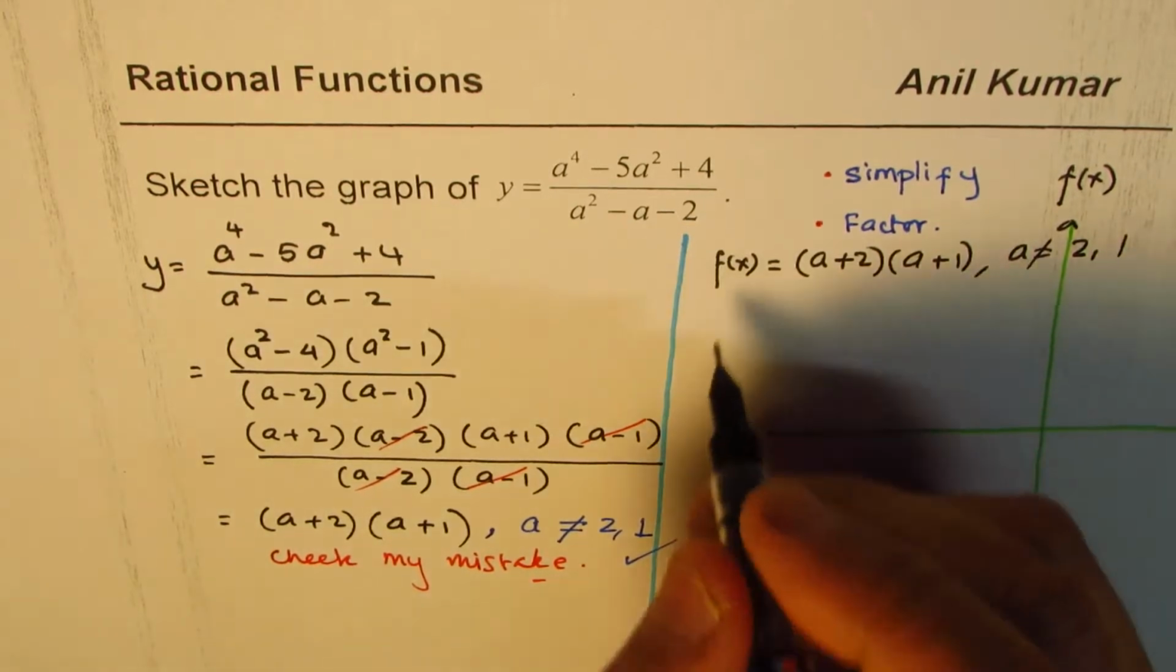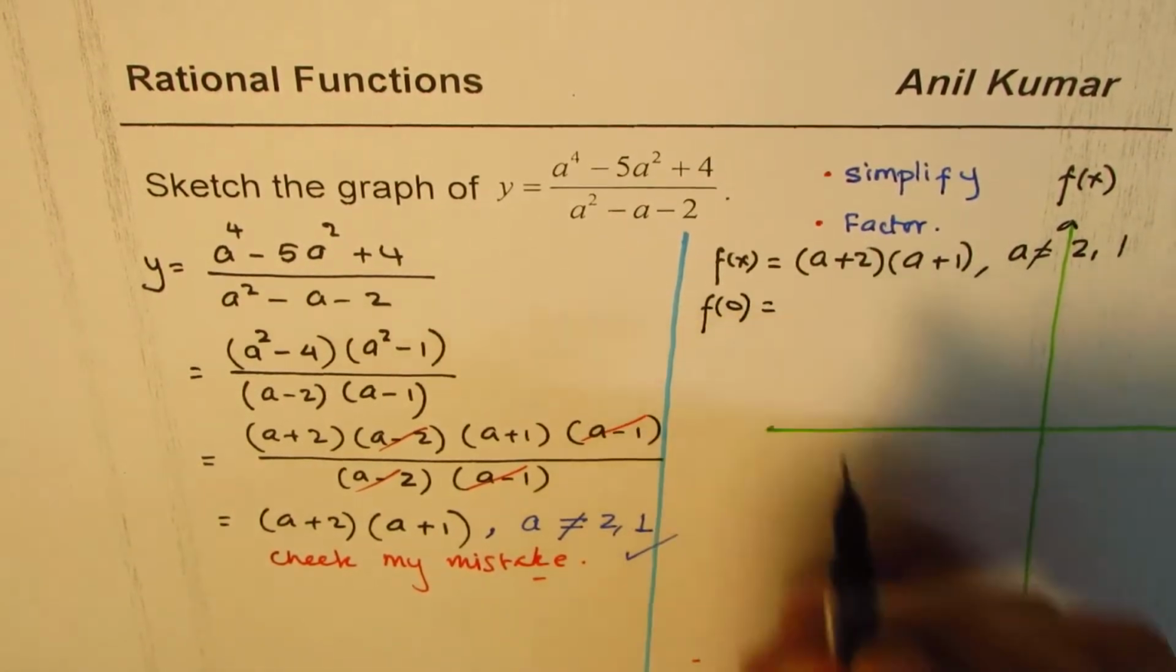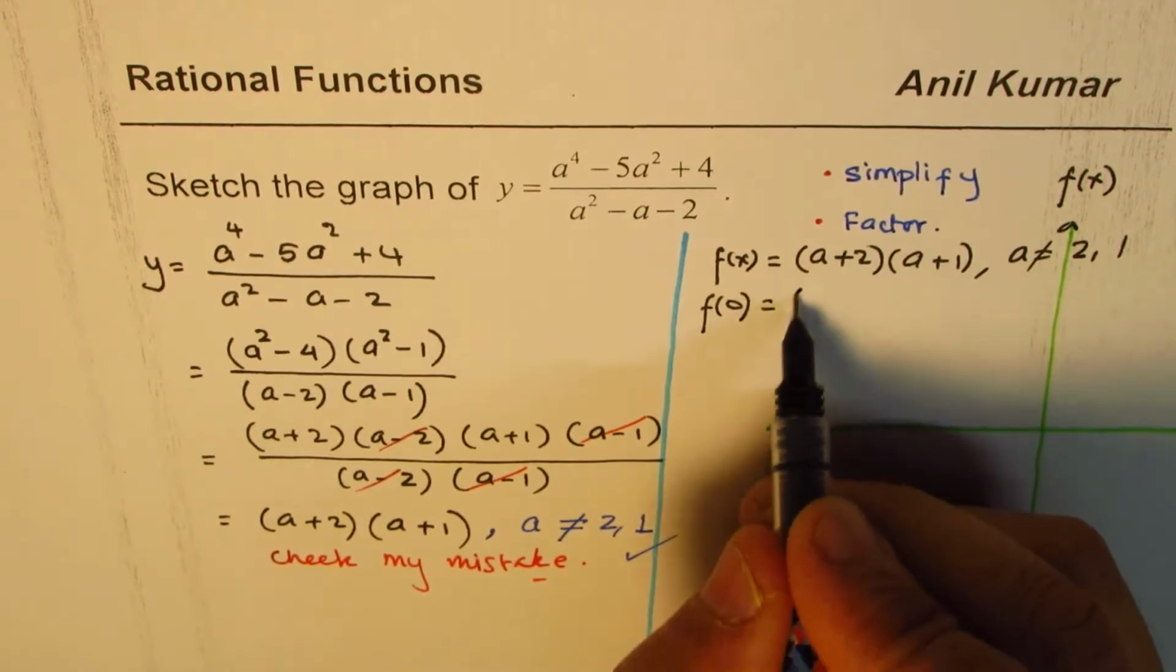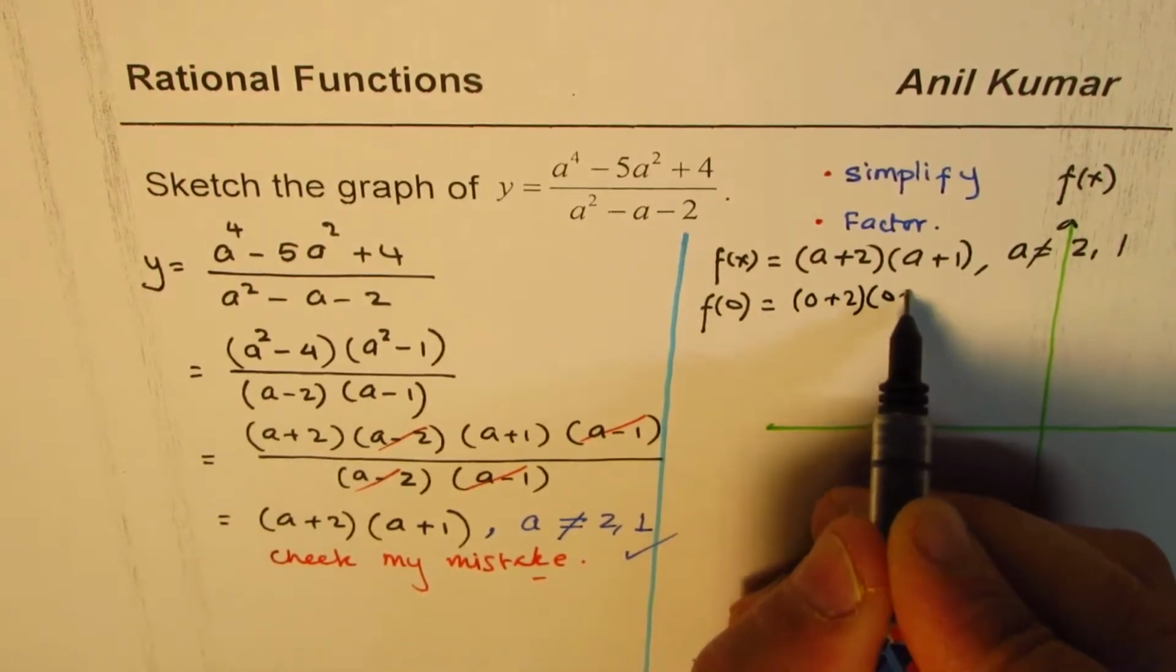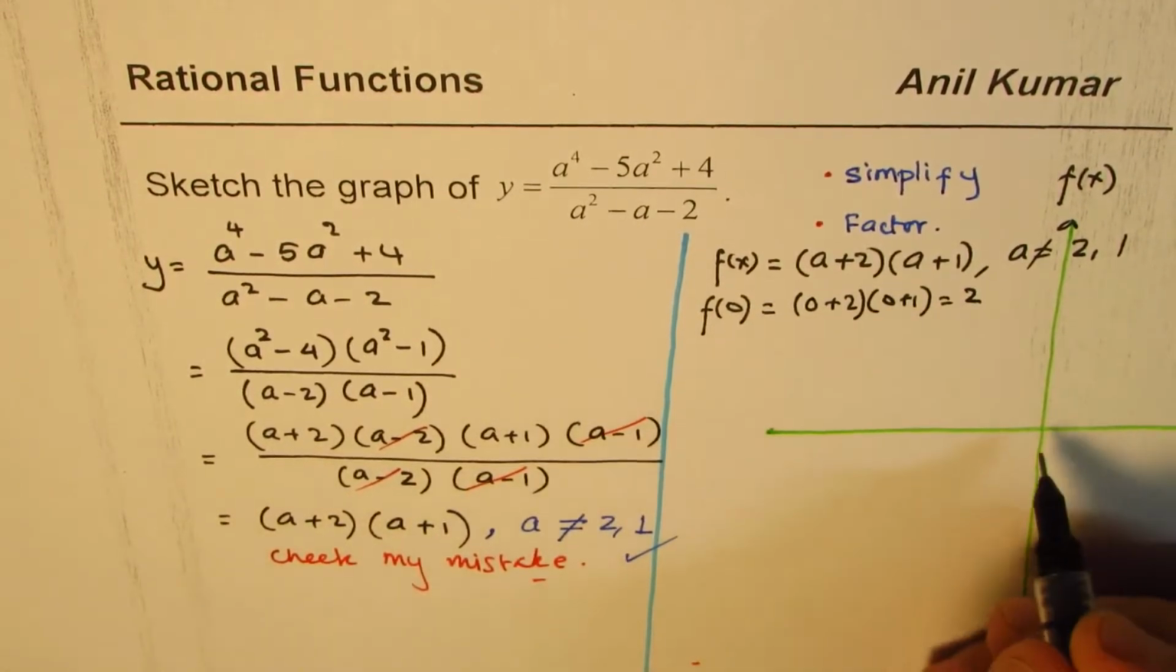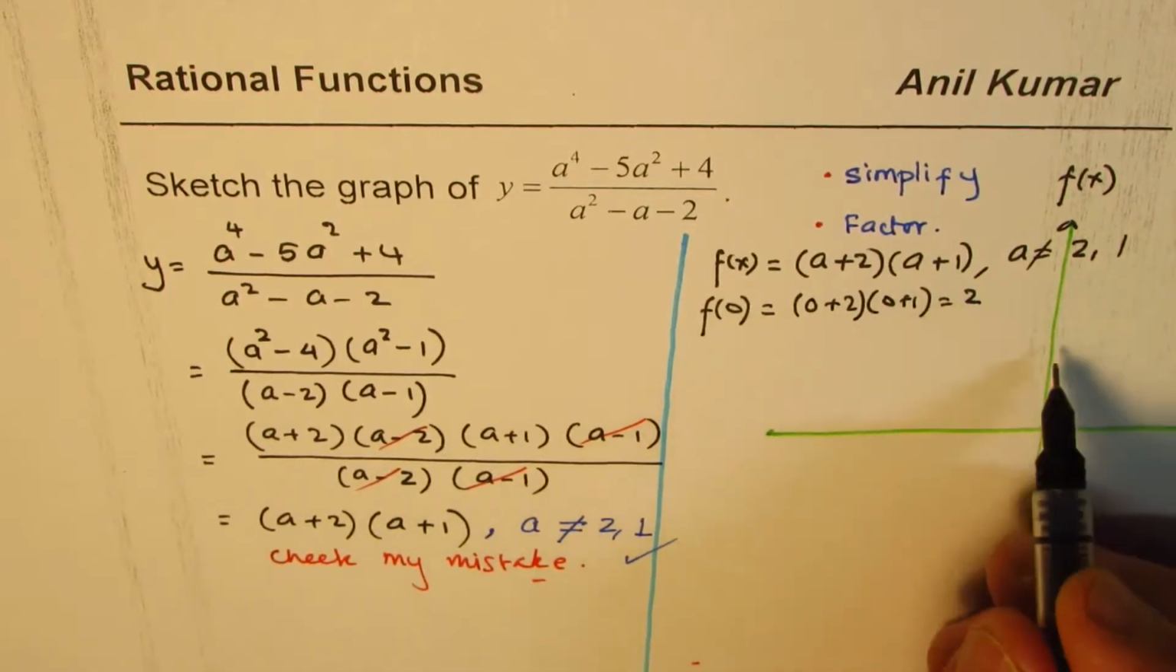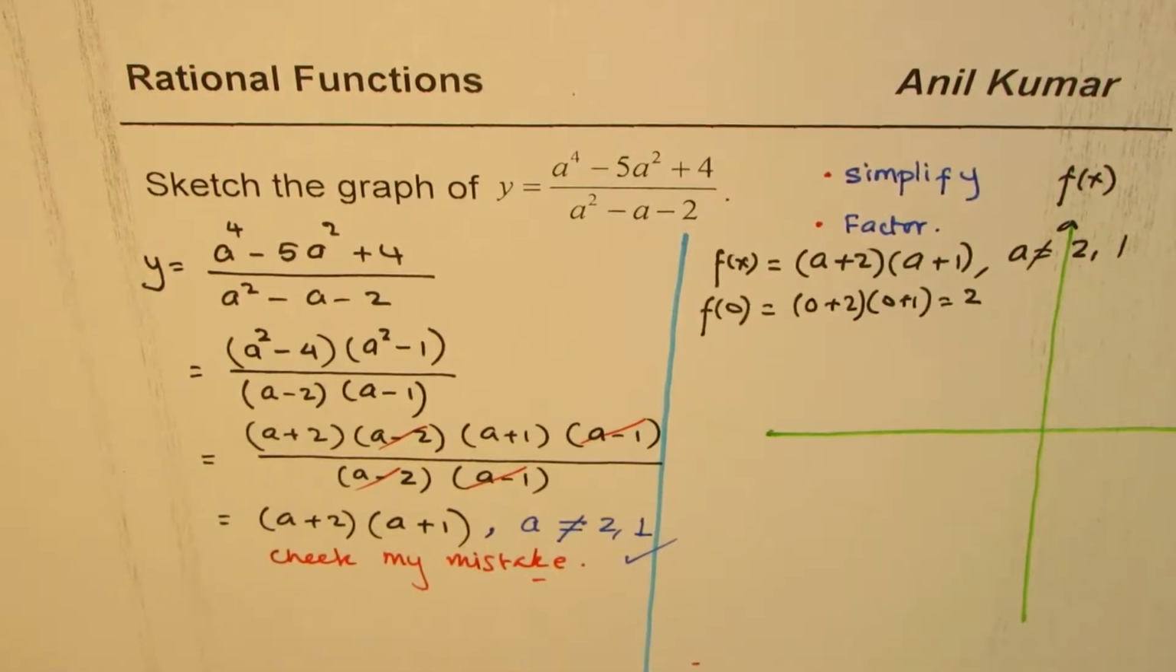Now we can find what f of 0 is. f of 0 is 0 plus 2 times 0 plus 1, which is indeed 2. So the y-intercept is at 2, right? That is important to understand. Second, a cannot be 2.